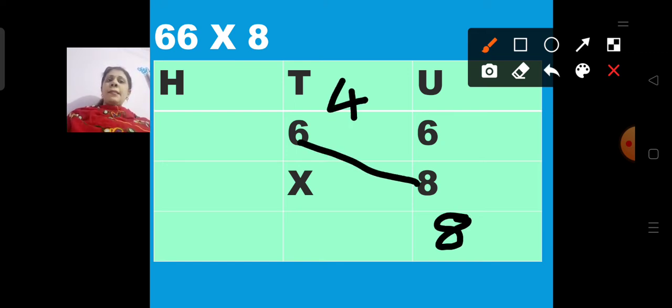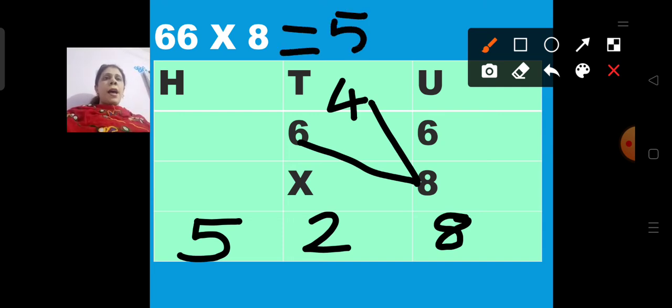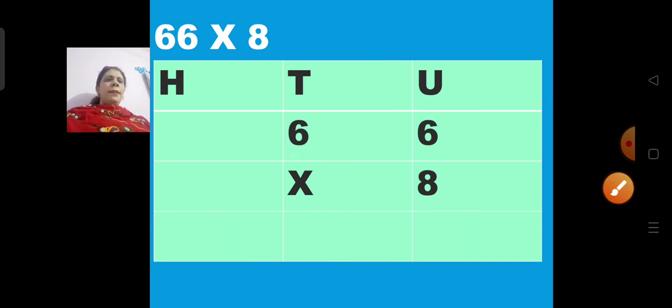Again 6 8s are 48. To that 48 I will add this 4. So 48 plus 4 will be 52. So I will write 2 in tens place and 5 in hundreds place. So when I multiply 66 by 8, I get my answer 528.